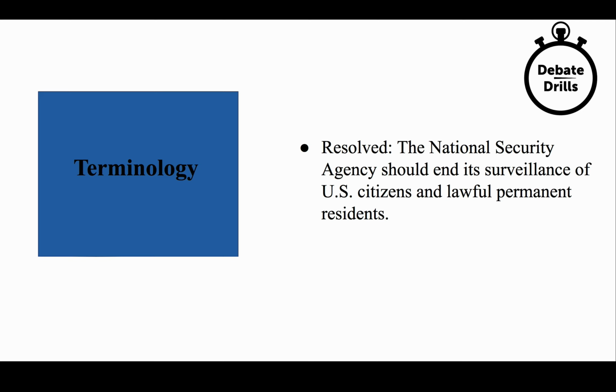So, for starters, some key terminology can help elucidate the meaning behind this resolution. Resolved, the National Security Agency should end its surveillance of U.S. citizens and lawful permanent residents. Surveillance of U.S. citizens is a phrase that we're going to discuss in the following slide, since there's a little bit more background that needs to be had to be able to have a full discussion of that. But the other terms we can start by defining.